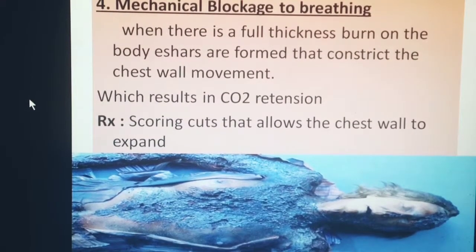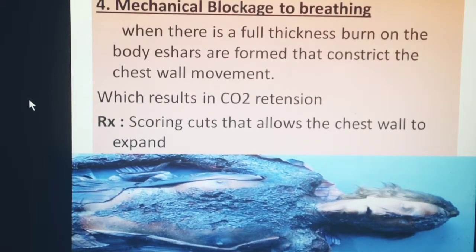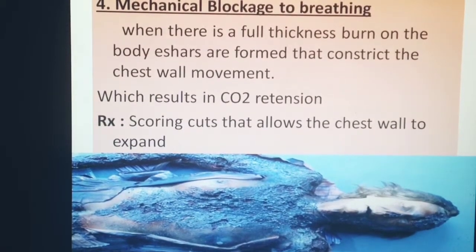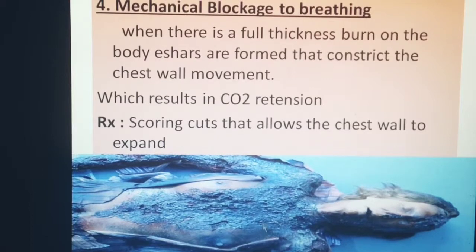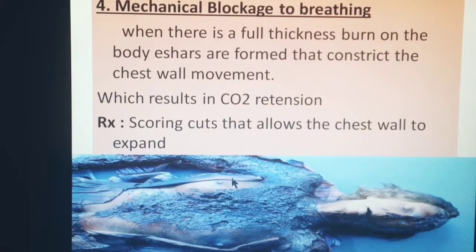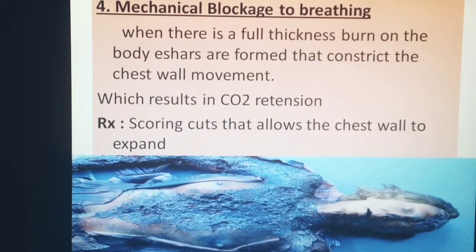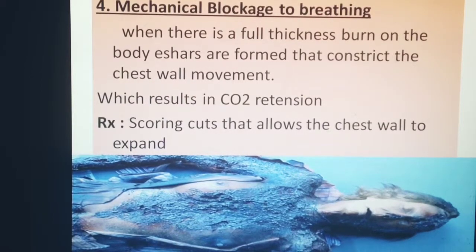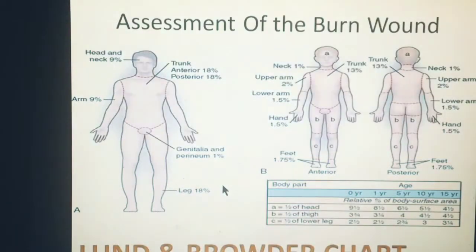Mechanical blockage to breathing. When there is full thickness burn on the body, ashes are basically formed. Ashes are basically crusts, formed after burning. If these are formed all around the circumference of the chest, this inhibits or constricts the chest movement, resulting in carbon dioxide retention. In order to avoid it, we do scoring cuts that allow the chest wall to easily expand, and hence the patient respires.